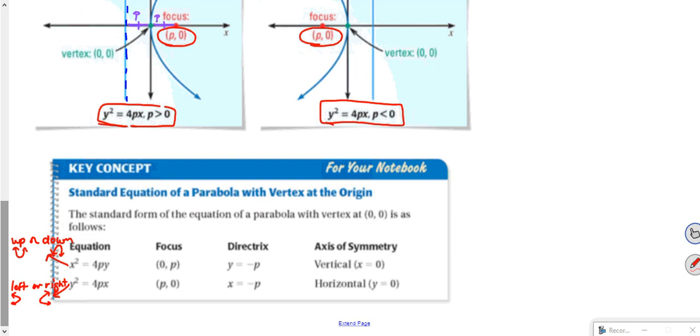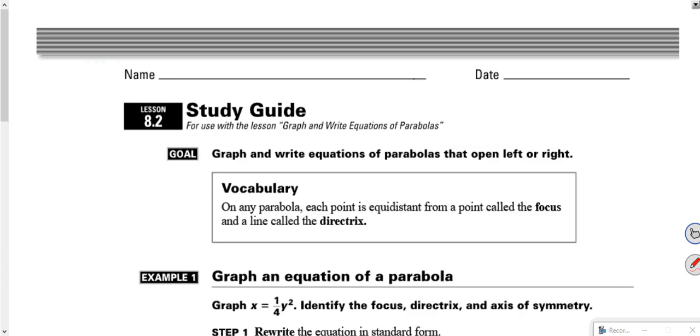My sad little parabolas there leave a lot to be desired, but that's okay. So if x squared, up or down parabola; y squared, left or right parabola, and it just depends on whether p is positive or negative. Your focus is either (0, p) or (p, 0), depending on whether you have an up or down or a left or right parabola, and your directrix is the opposite of p. All right. Now let's go back to the study guide here.